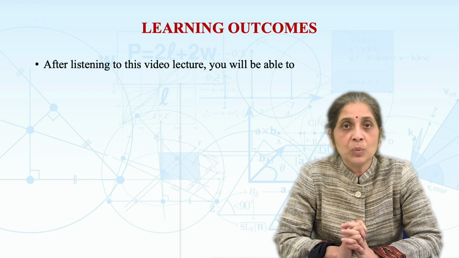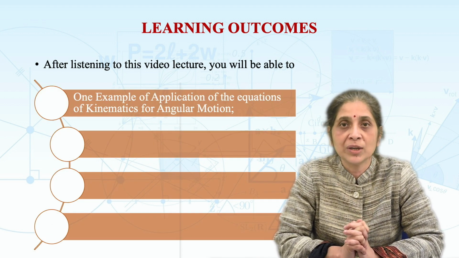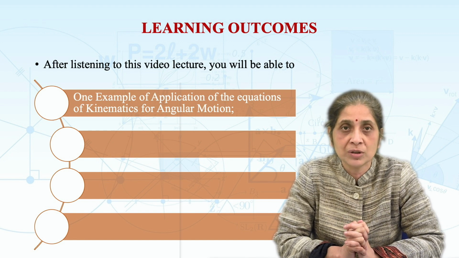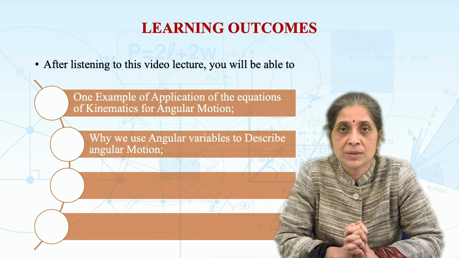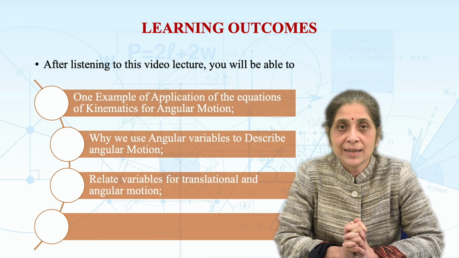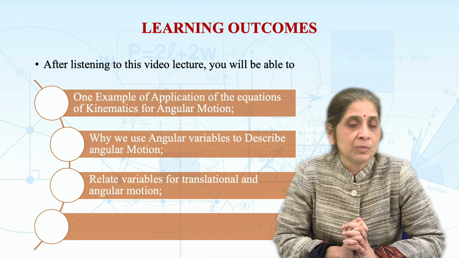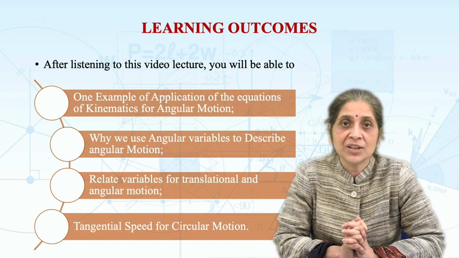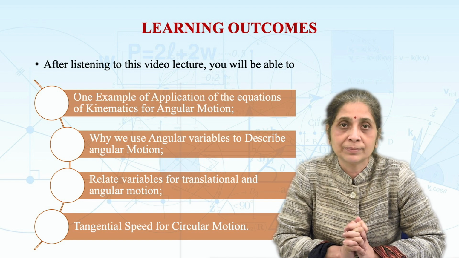In this lecture, we will first work out one example of the application of the equations of kinematics to angular motion. Then we try to understand why we use angular variables to describe angular motion. Finally, we try to relate the variables for translational and angular motion. We also describe the tangential speed. This is the translational speed for circular motion.